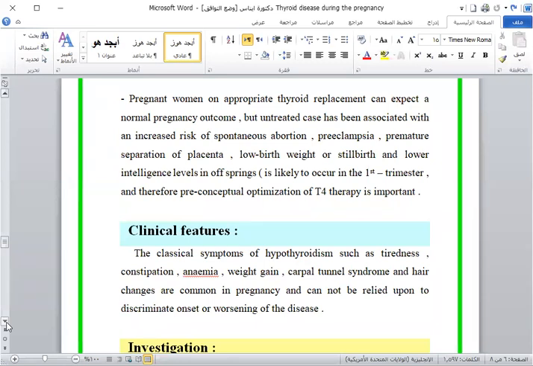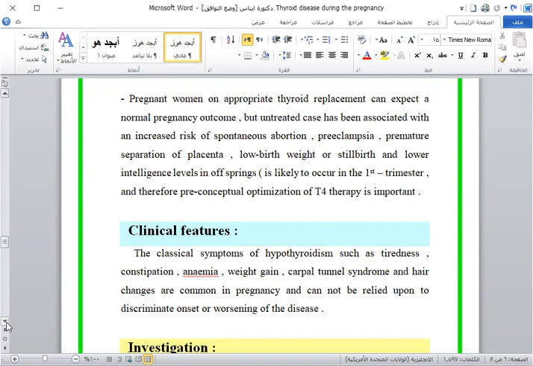وعادة low IQ مثل ما قلنا وضحت لكم، physiological changes in pregnancy are likely to occur in the first trimester, and therefore a preconceptional optimization of T4 therapy is important. عادة بالfirst trimester اتفقنا البراين development يعتمد على الماتيرنال ثيروكسين. لذلك should be before the patient becomes pregnant، يعني preconceptional should be optimized the T4 therapy.